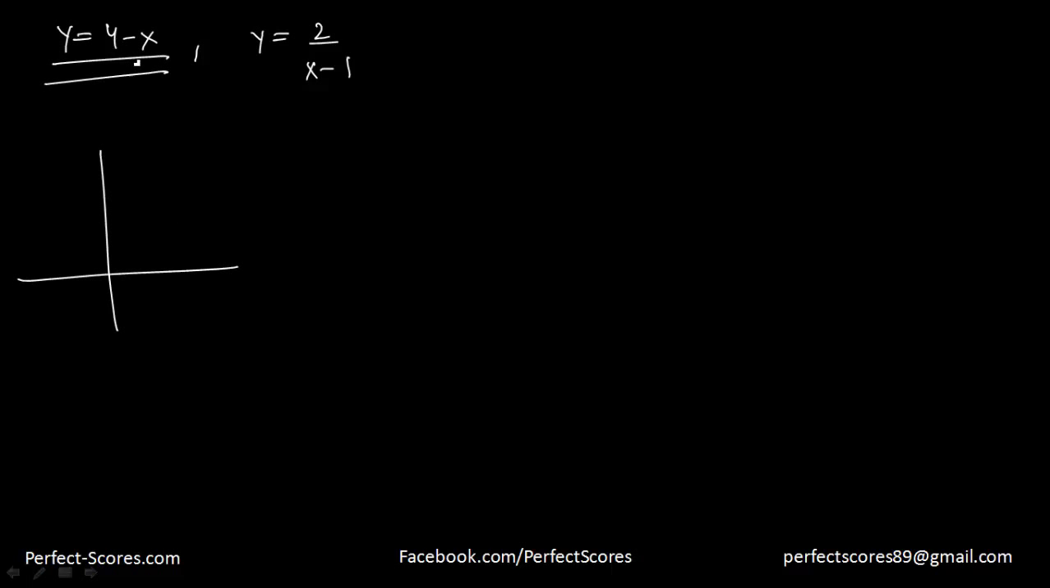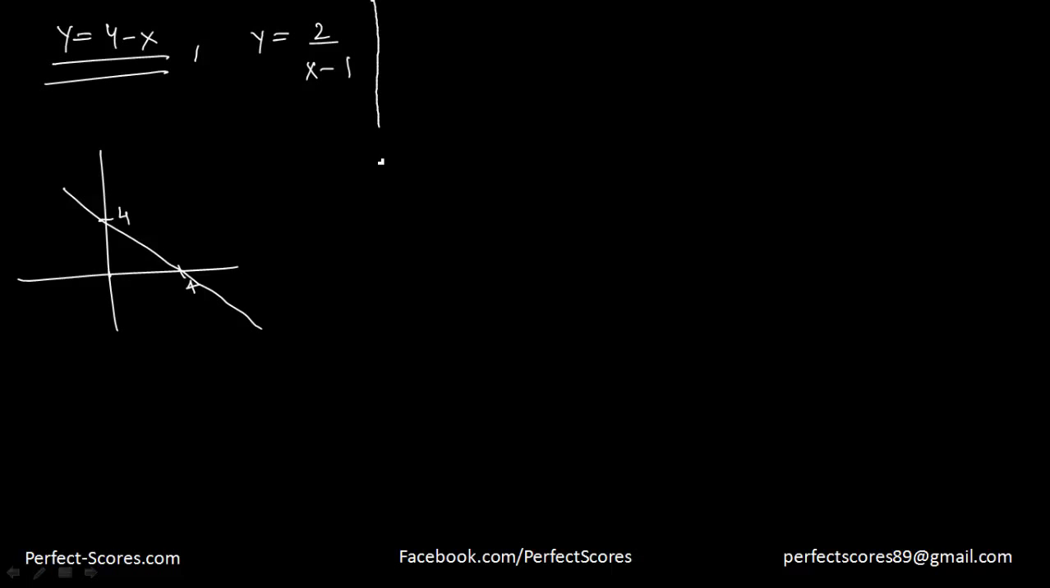Let's say we see another question. We want to find out the area between these two curves. y is equal to 4 minus x, which is a straight line, and y is equal to 2 over x minus 1. First of all, since this is a straight line, it can simply be plotted: when x is 0, y is 4, and when y is 0, x is 4. So this is simply this line, right? And how does this get plotted?